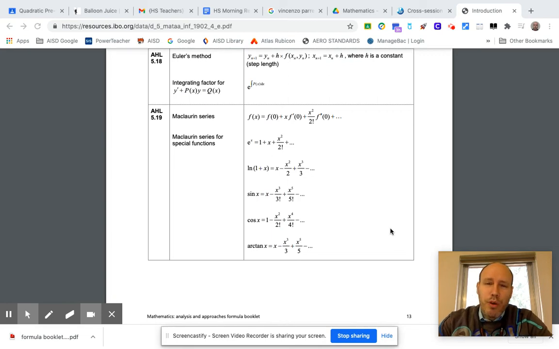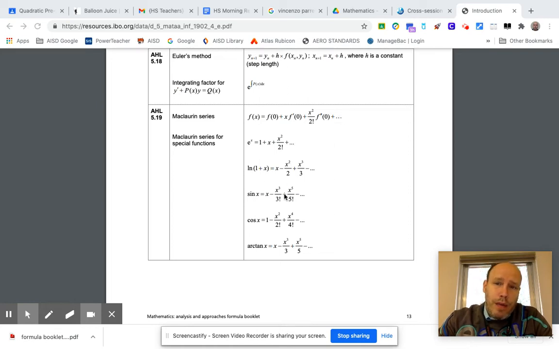Okay, so the last subunit of the calculus, the entire thing, is something called Maclaurin series. And you're given the Maclaurin series in the formula booklet, and you see here it says f of x equals f of 0 plus x times the first derivative at 0 plus x squared over 2 factorial times the second derivative, and so on and so forth. And they give you a couple of the expansions.